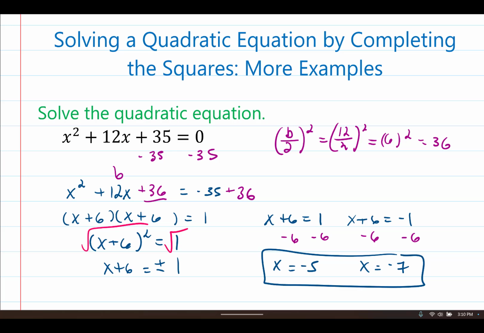Now you might be thinking, hey, couldn't we have factored this from the very beginning? And the answer is yes. I just wanted to do an equation that would result in two integer solutions, which means it could have been factored, but I wanted to go through the completing the squares process.